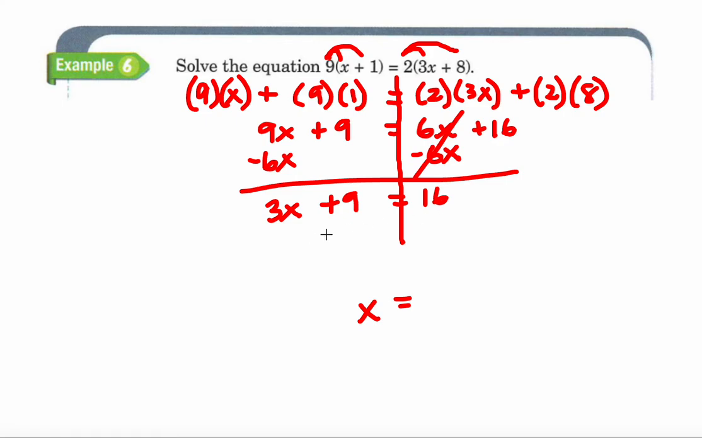I'm going to move my numbers, my constants, to meet each other. It's a minus 9 because it's a plus 9 over here. So I have 3x left over on the left-hand side. 16 minus 9 is 7.